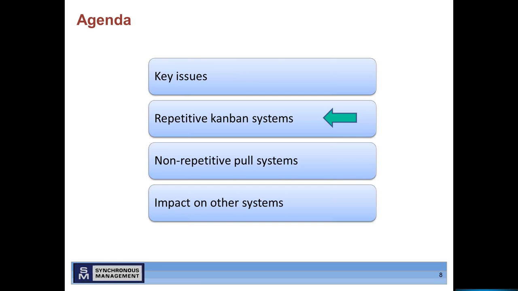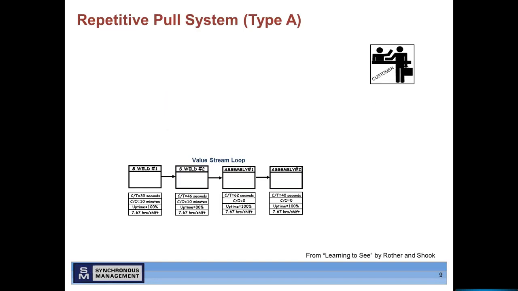Okay? So let's start by talking a little bit about repetitive Kanban systems, and then we'll get into non-repetitive and then some of the other impacts. Okay? So here's the structure. Let's suppose we have what we'll call a value stream loop here. And this I lifted from Learning to See by Rother and Shook. It's from Ackley Stamping. And it's 2 spot weld operations and 2 assembly operations happening in sequence.